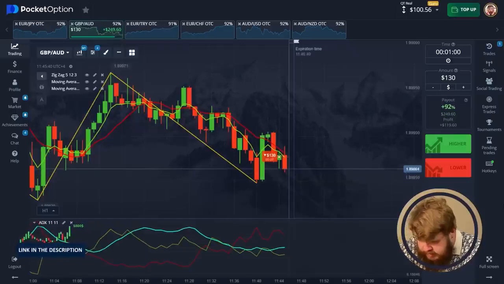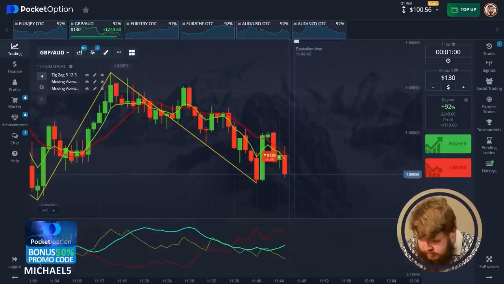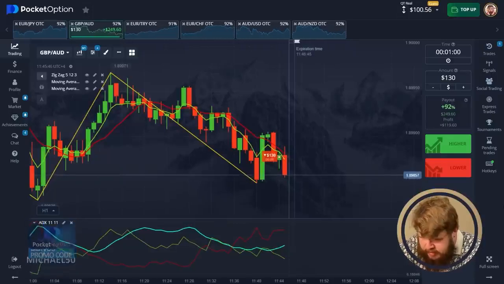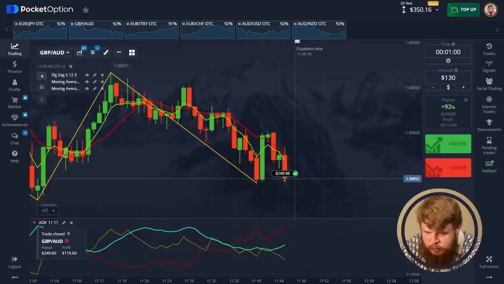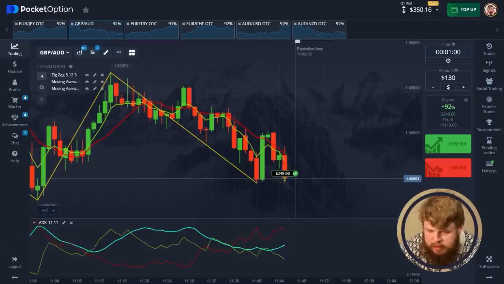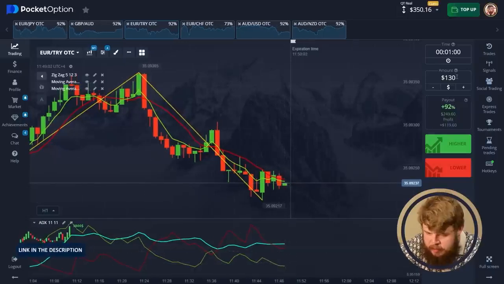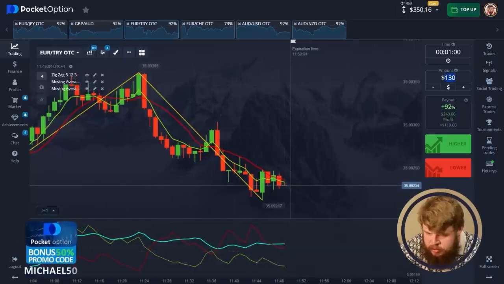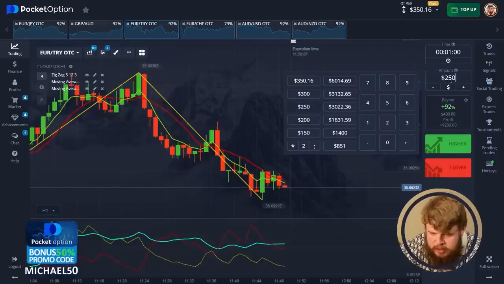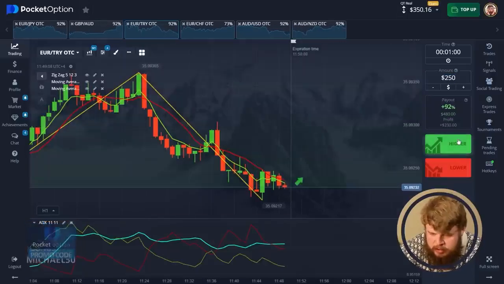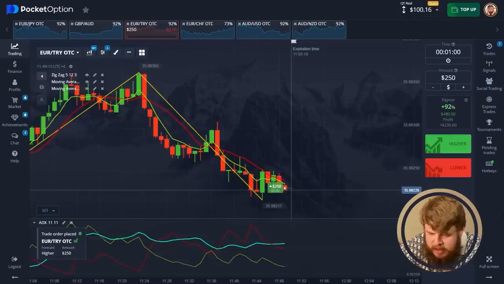Just several seconds left and we will see the result of this trade, guys. Just several seconds left. And yep, it's done. So one more profitable trade and we have around $350 on the account. And ADX is telling us that we're highly likely to drop more. So that's why let's change our investment to $250 and stop.